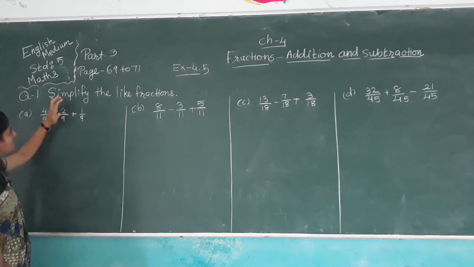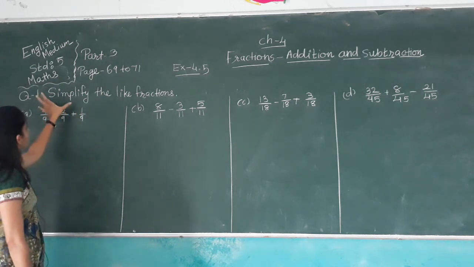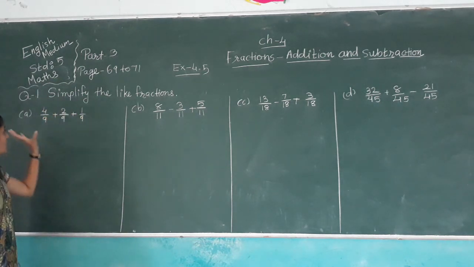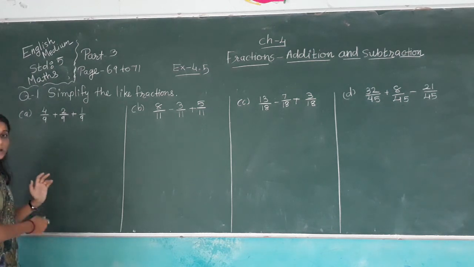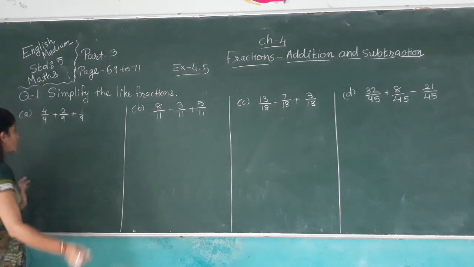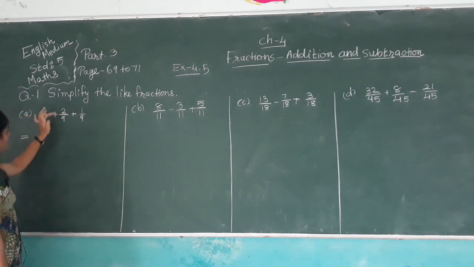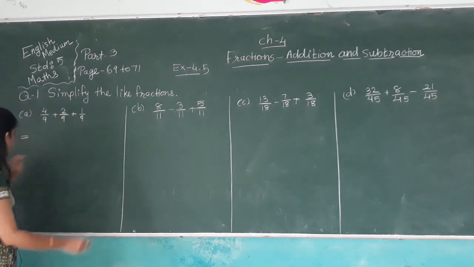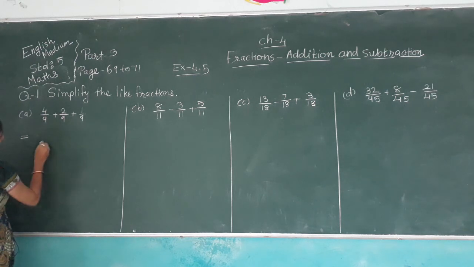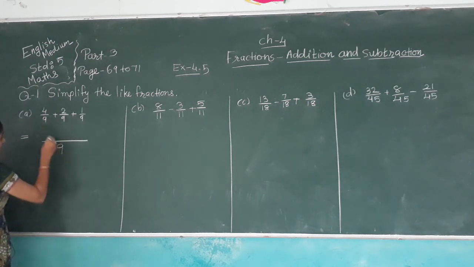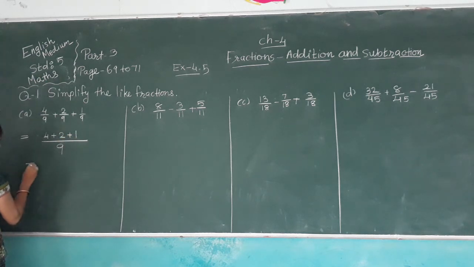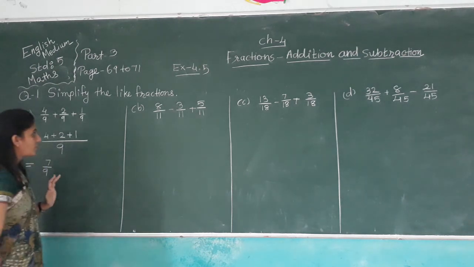Question number 1, simplify the like fractions. In this question we solve subtraction and addition both together. Here look, 4 out of 9 plus 2 out of 9 plus 1 out of 9. Both denominators are the same, so write it one time, then 4 plus 2 plus 1. 4 plus 2, 6 plus 1, 7 out of 9. We get the answer 7 out of 9.